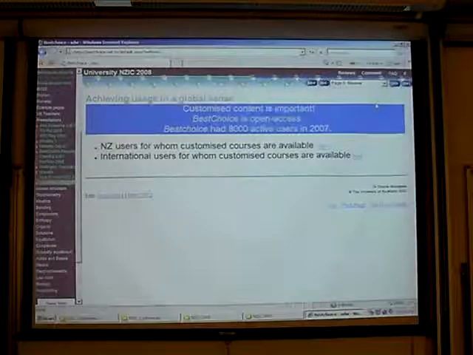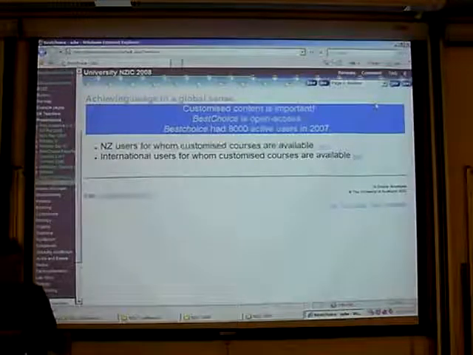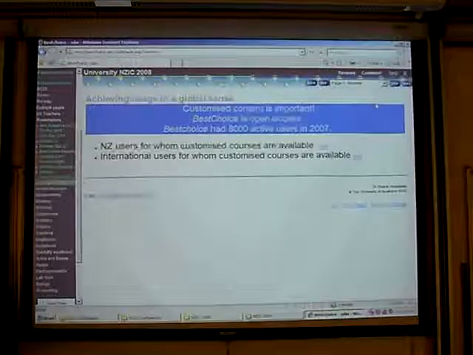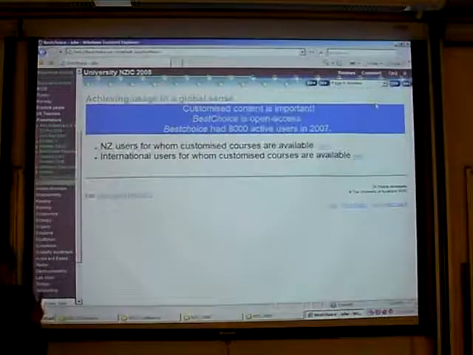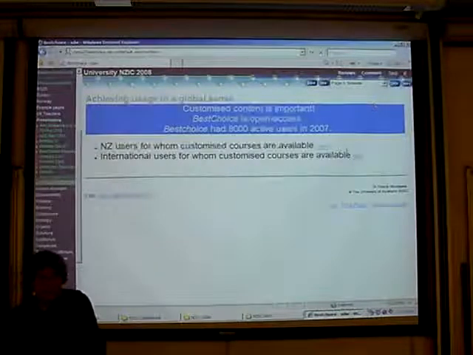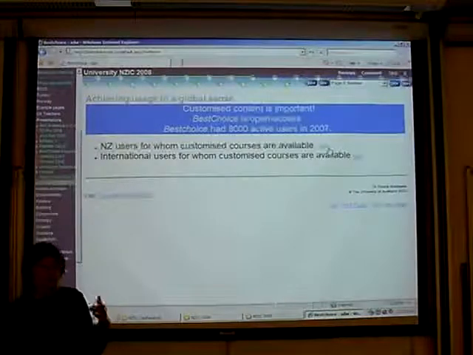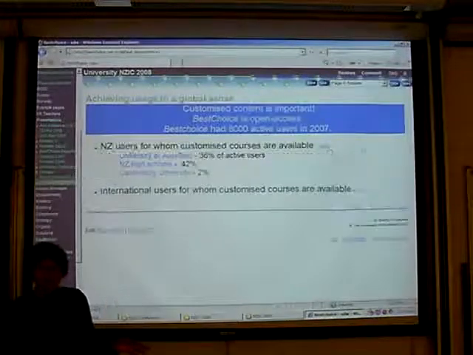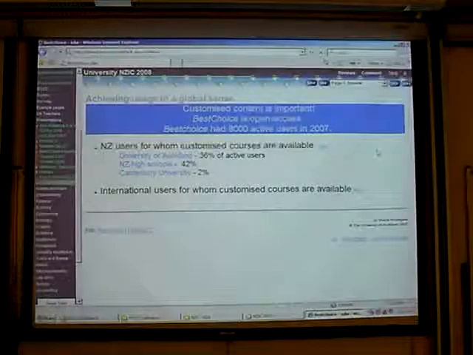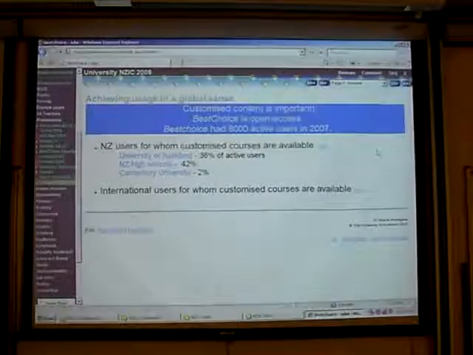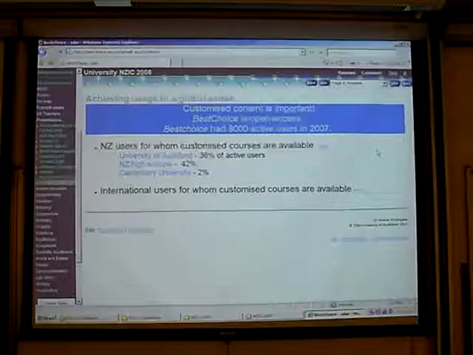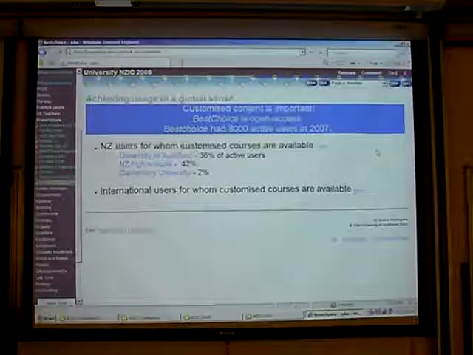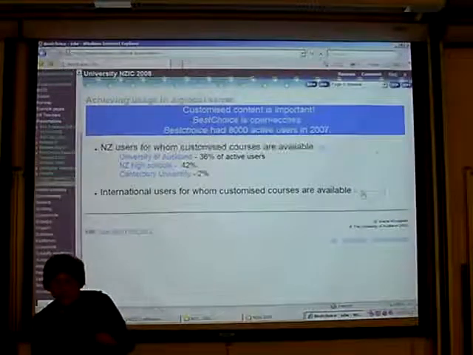What we found is that customized content was important. Best choice is open access, but despite that, the major users are the people for whom we've created customized content. We had 8,000 active users. That means 8,000 users who entered 80 or more marks on about 20 pages in 2007. The University of Auckland was 36% of the users. New Zealand high schools were 42% of the users. Canterbury used about 2%. That was by far the most usage of any other New Zealand university.